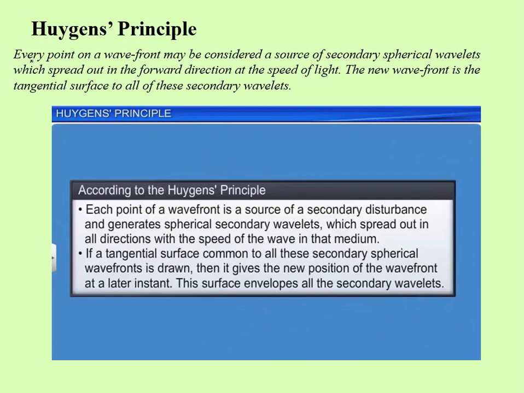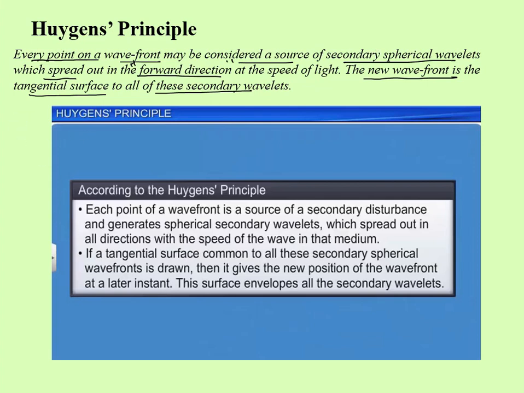What it shows is that every point on a wavefront, whether spherical, cylindrical, plane, any type of wavefront, acts as a secondary spherical wavelet which spreads in all directions, actually in all directions, but we are considering forward directions only. The new wavefront is the tangential surface to all the secondary wavelets. Slightly complicated statement, lots of new terms like forward direction, secondary wavelets, etc.